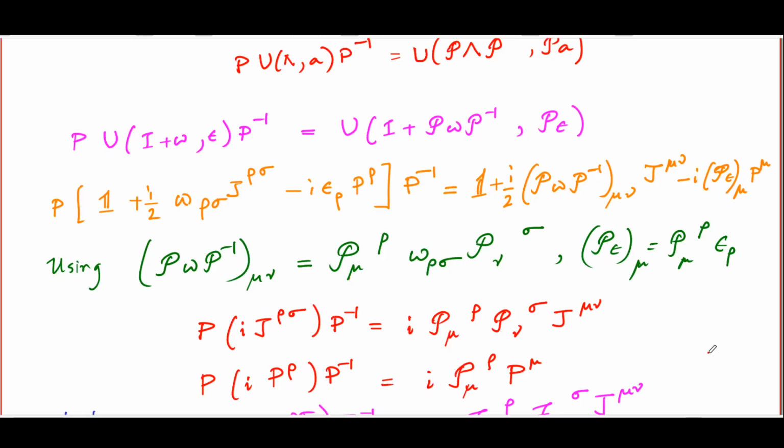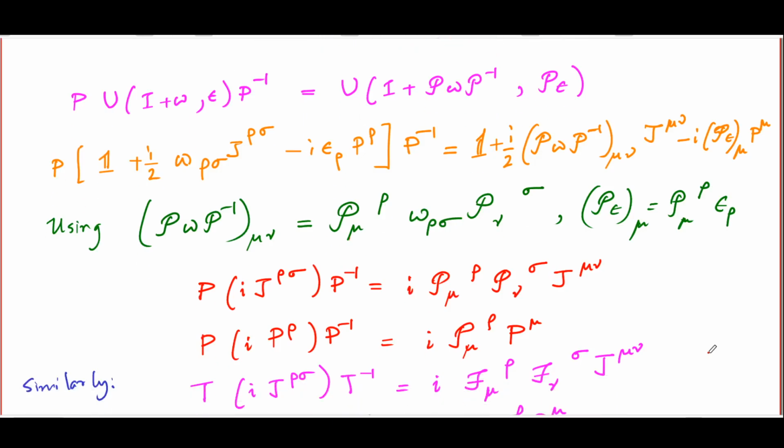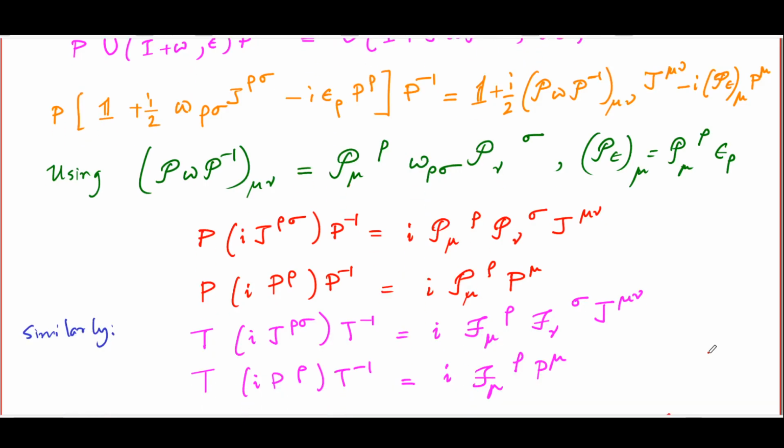A very similar calculation carried out with capital T instead of capital P would give us very similar conclusions. Capital T I J rho sigma capital T inverse is I curly T mu rho curly T nu sigma J mu nu, and then capital T I P rho T inverse is I times curly T mu rho P mu.